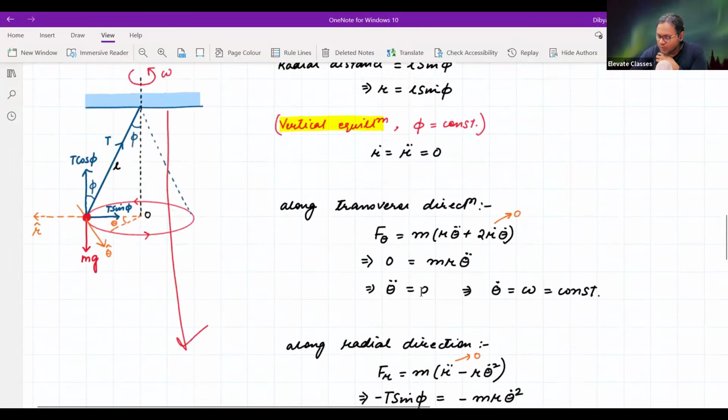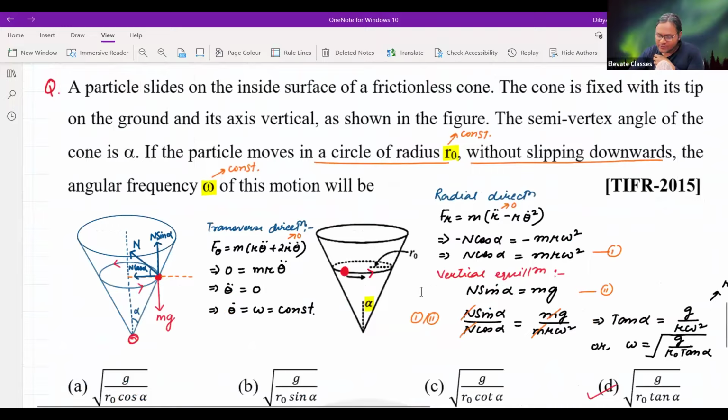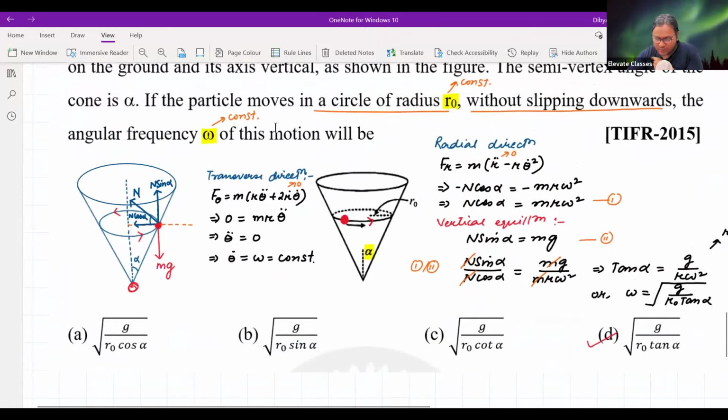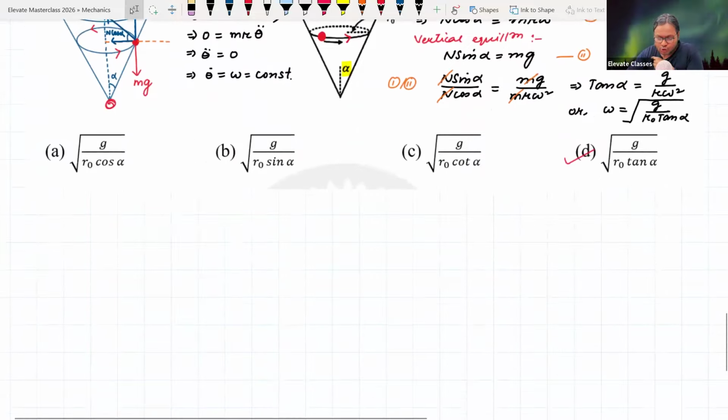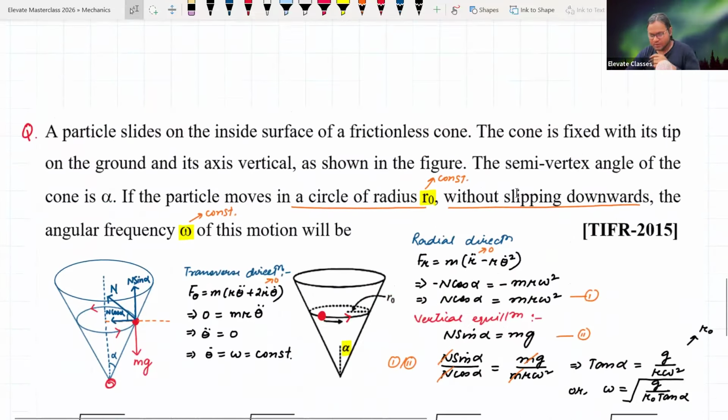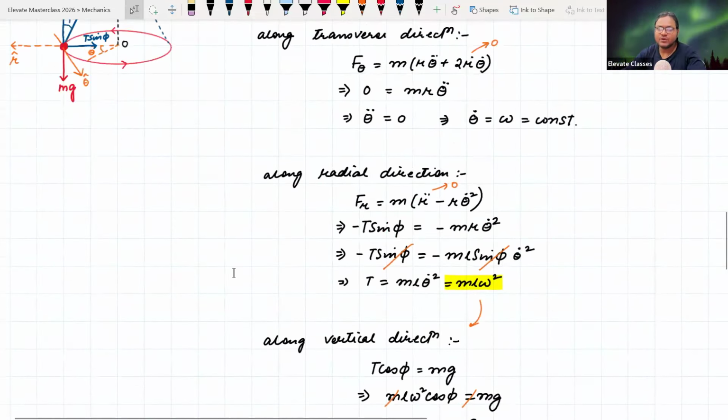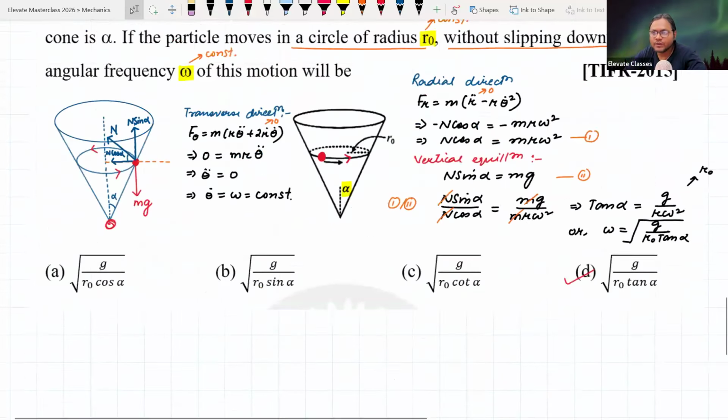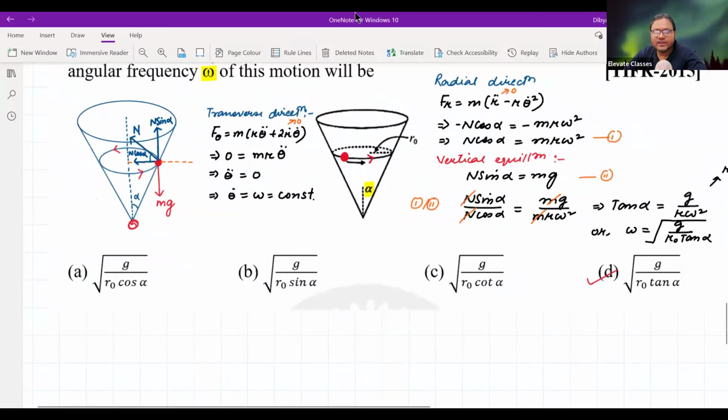All right, guys, let's move forward. See, the point is not to actually solve this question. This question has already come in TIFR in 2015. The point is to do similar questions, okay? By understanding the steps. So let's move forward to one more question. These TIFR questions are very interesting because they really challenge your concepts, whether you really understand the concepts or not.